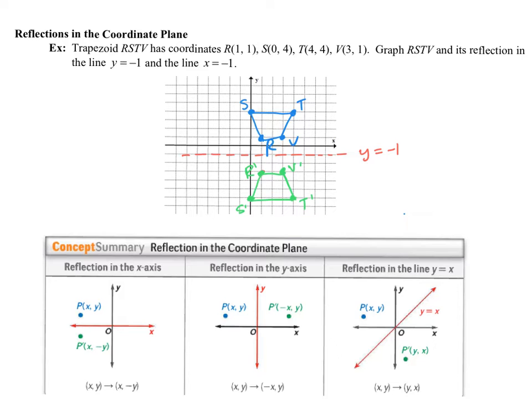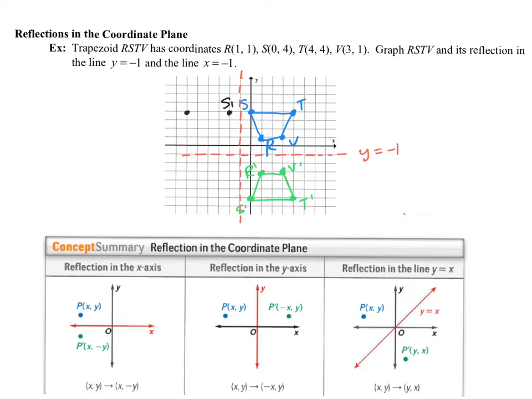Now let's do the same thing. Let's do a reflection in the line x equals -1. So x equals -1 is going to be a vertical line that passes through -1 on the x-axis. So now what we're going to do is, let's just start with S. S is 1 unit to the right of that line, so S prime would be 1 unit to the left. So here's S prime. Okay, and then T prime, which is 1, 2, 3, 4, 5 units to the left of our line.